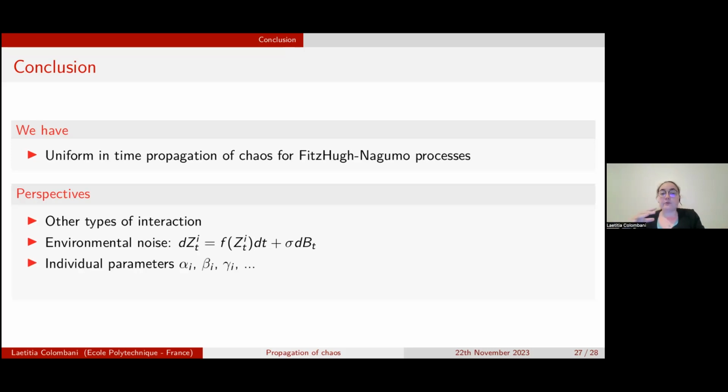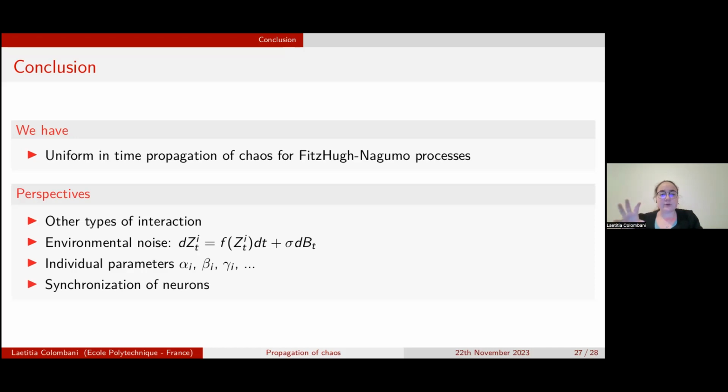We can also consider individual parameters, because here we made two assumptions. We made the assumption that the network is homogeneous, so all the neurons are copies of each other. They all have the same parameters. And we made the second assumption that all the neurons are connected with all the neurons. We don't have any subgroups or anything, and everyone is communicating with everyone with the mean field interaction. So we could improve this work in these directions.